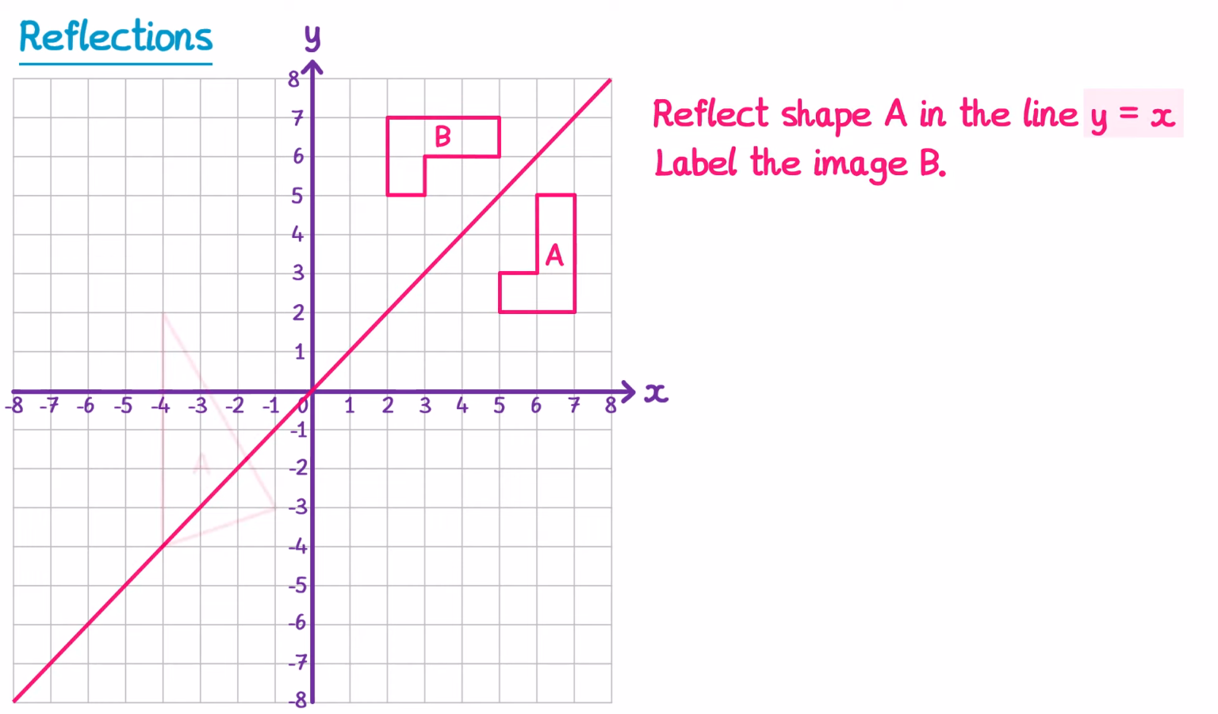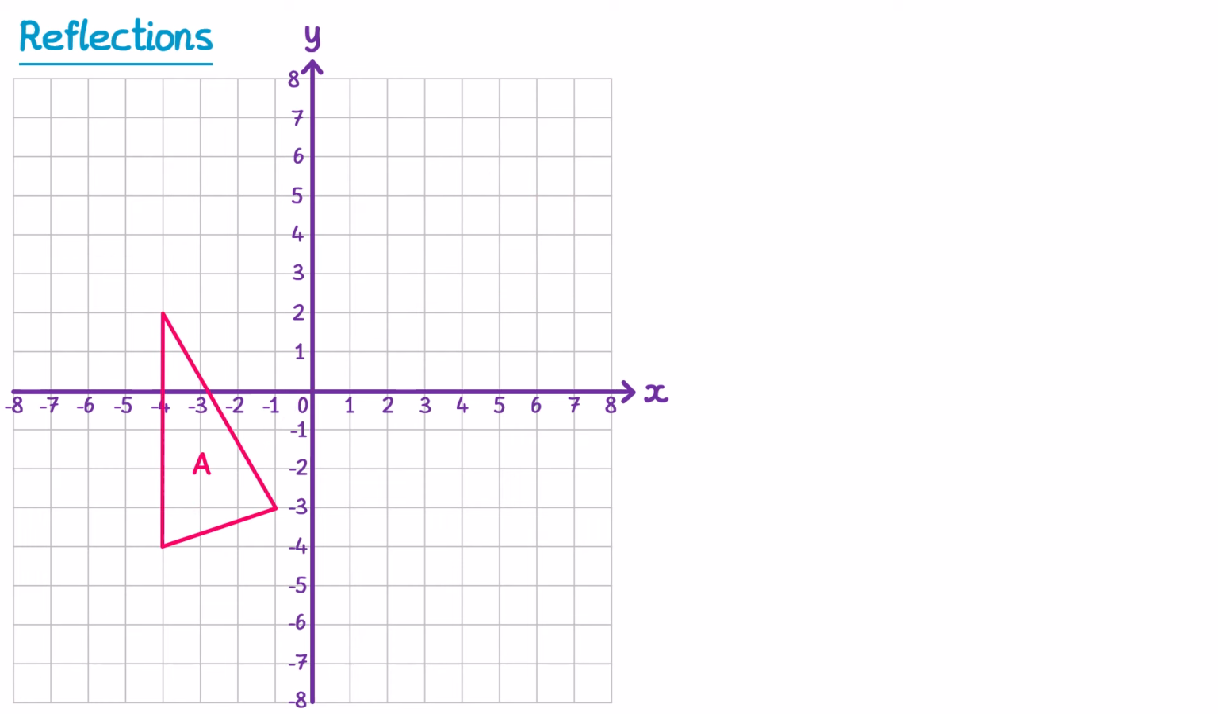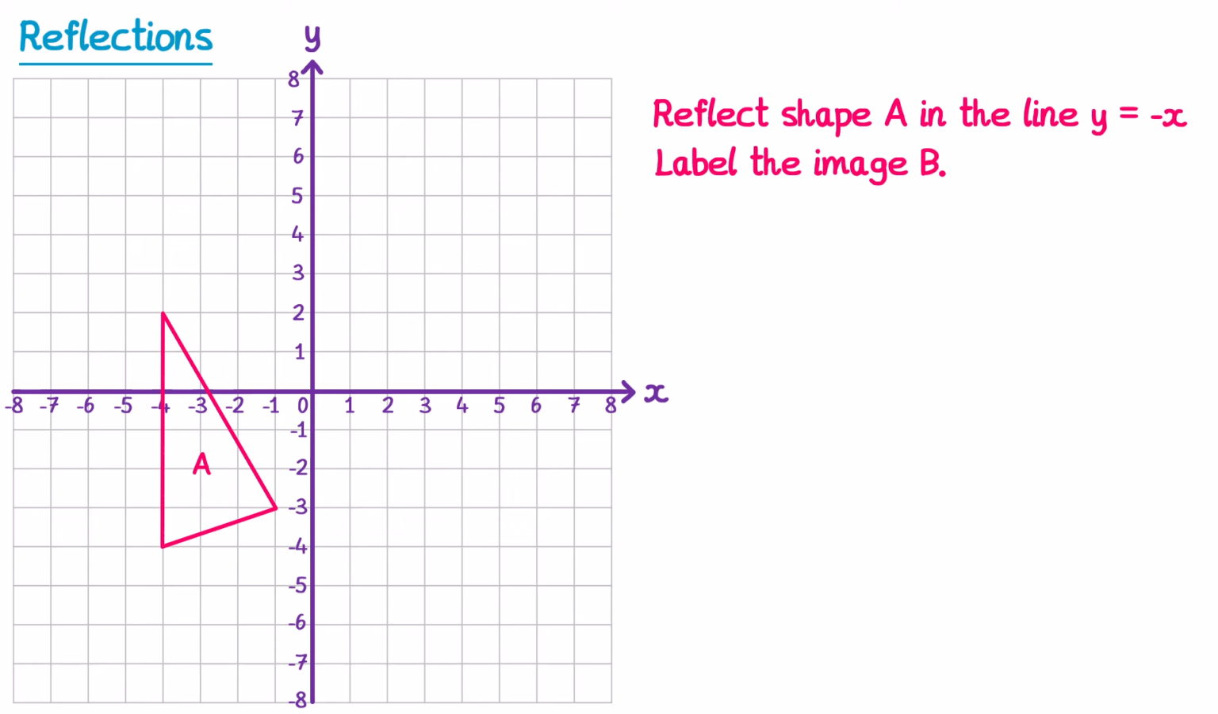Now let's have a look at another example in a diagonal line. So for this question, we've got shape A, and we need to reflect it in the line y equals negative x, and label the image B. So this time the equation looks similar to the one before, but it's got a negative on it, y equals negative x. So just like before, if we think about the coordinates, what we're saying here is that the y-coordinate is the negative version of the x-coordinate.